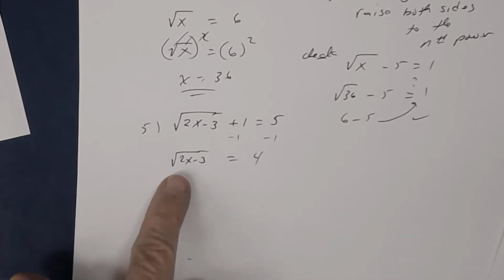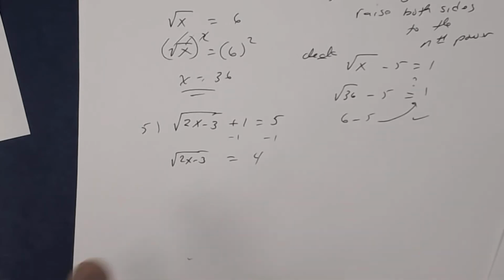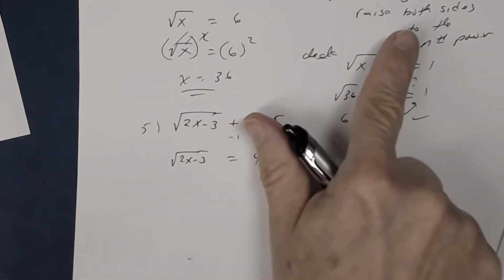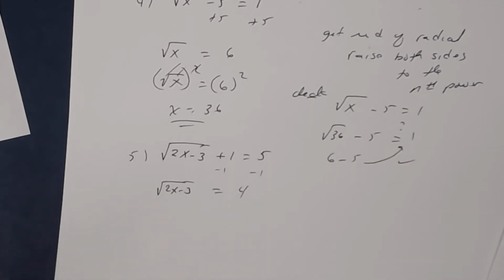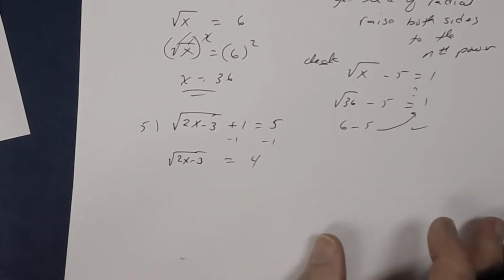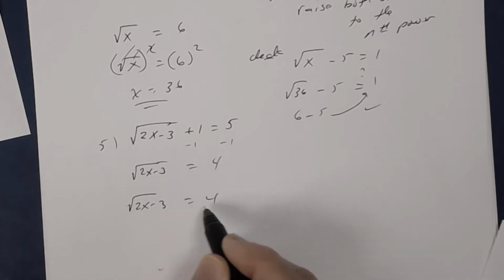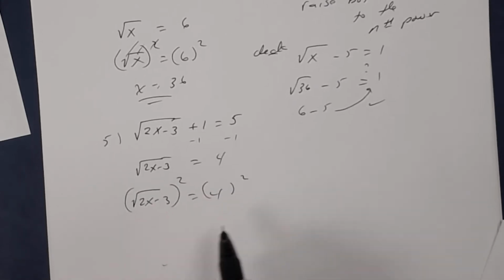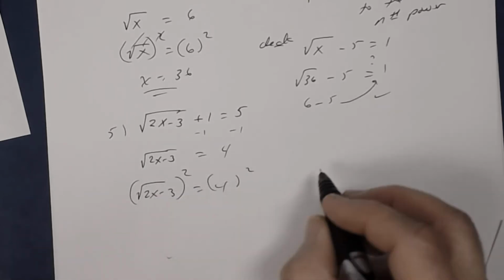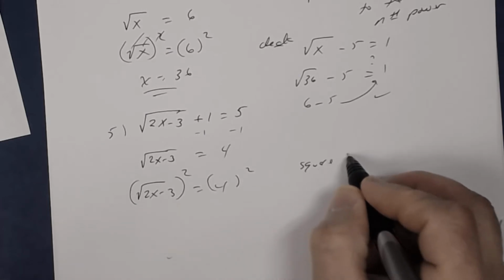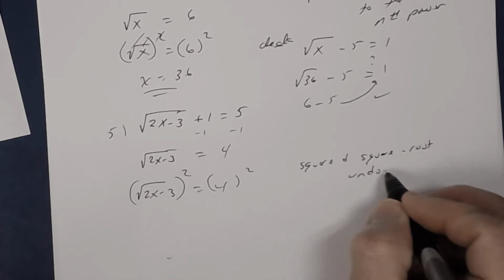Okay, now the next step, once you get the radical by itself, is to get rid of that square root symbol. So how to get rid of the square root symbol? I raise both sides to the nth power. So what's the index? The index is 2. So I'm going to square both sides, just like this. And then remember, the square and the square root undo each other.